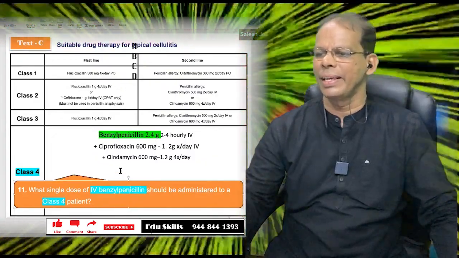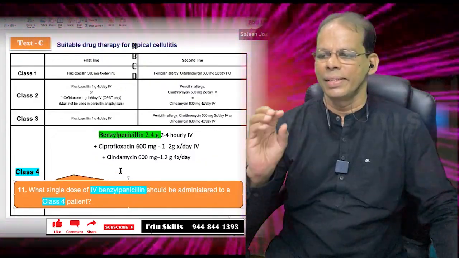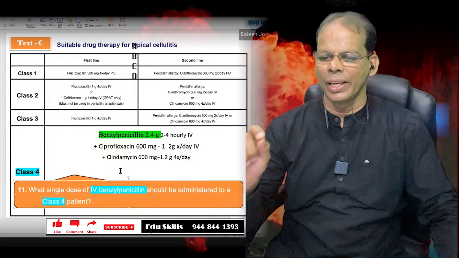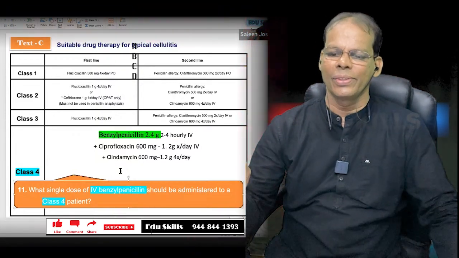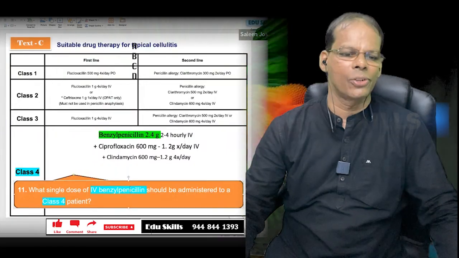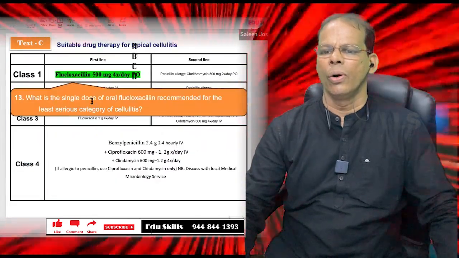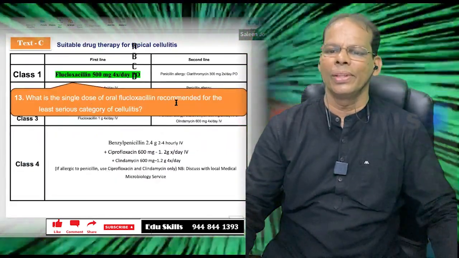So those are the things you need to look into: the class, side heading, subheading, then go to that particular name. Normally it's a name or a dosage or whatever. So it is either a number or a name. Next one is, what is the single dose of oral glucosamine? Okay. So the name is there, right?